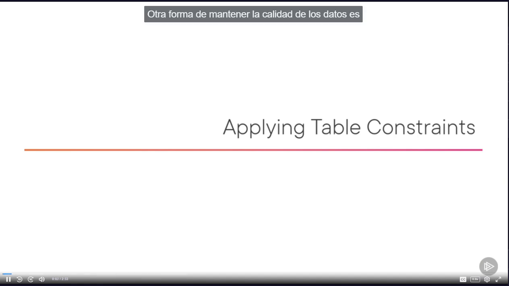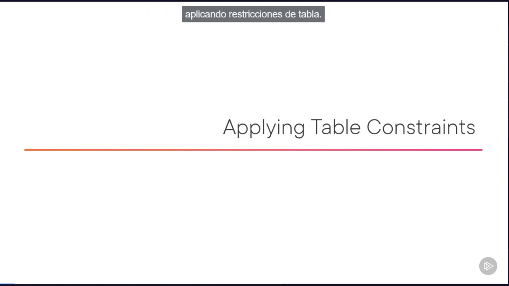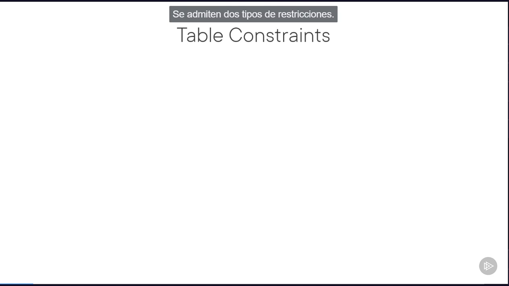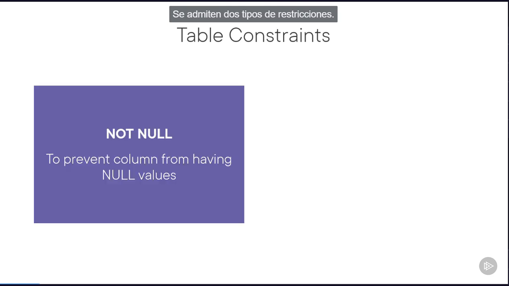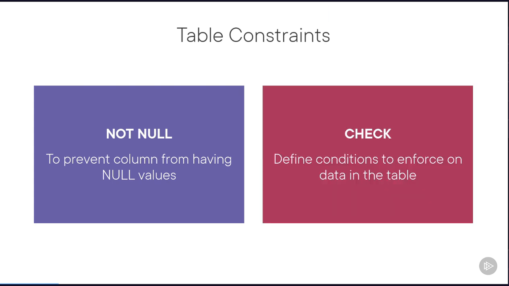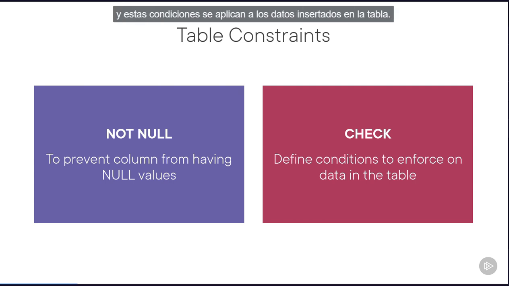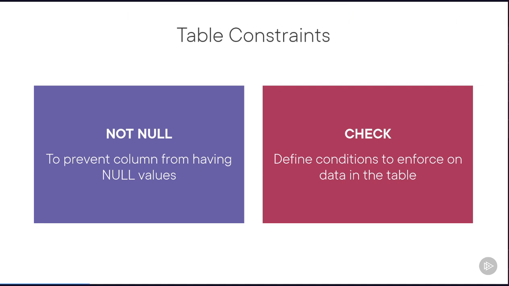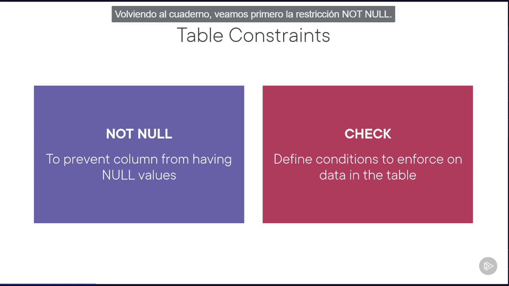Another way of maintaining data quality is by applying table constraints. Let's see how you can apply them on a Delta table. There are 2 types of constraints that are supported. First, there are not null constraints. This prevents a column from having null values. And second, there are check constraints. Here, you can define conditions on the table, and these conditions are enforced on the data inserted in the table. Let's see how they work.